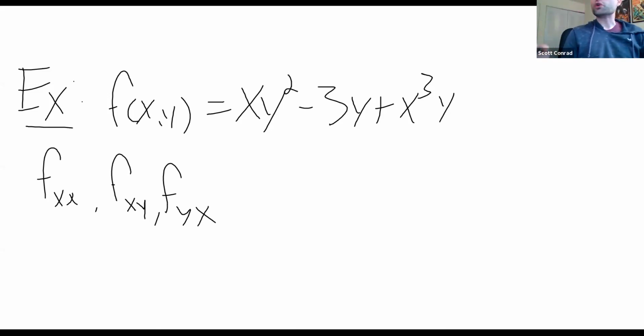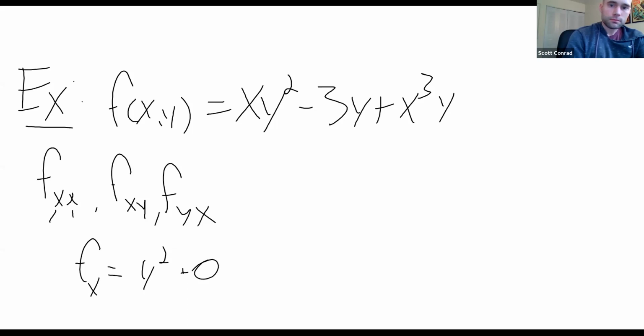Okay. In order to do the second partials, first we need to do the first partials. This says take the partial with respect to x, and then take the partial again with respect to x. So first we need to take the partial with respect to x for that one. For the partial with respect to x, we're treating y as a constant. So xy squared becomes y squared. Minus 3y becomes 0. And then what happens to x cubed y?